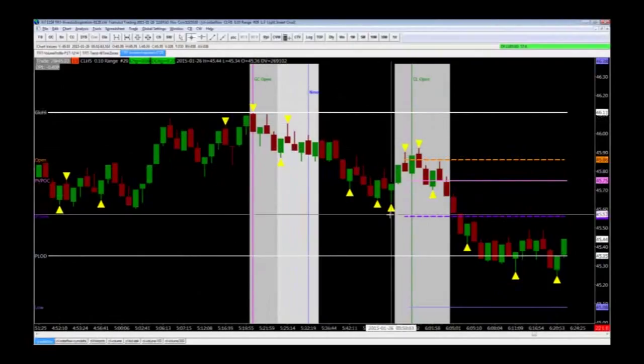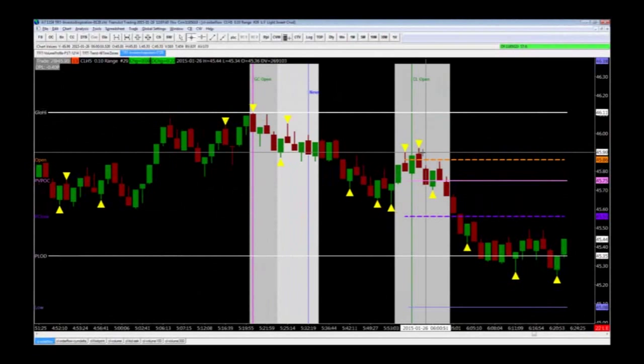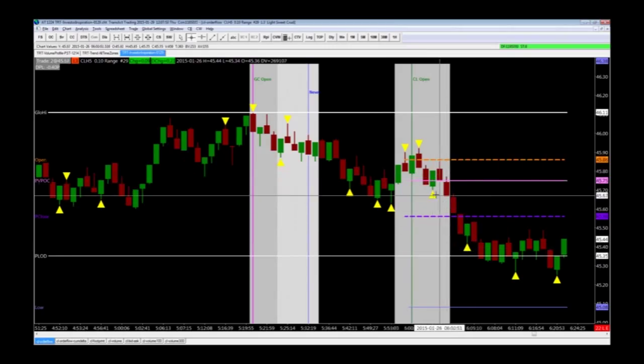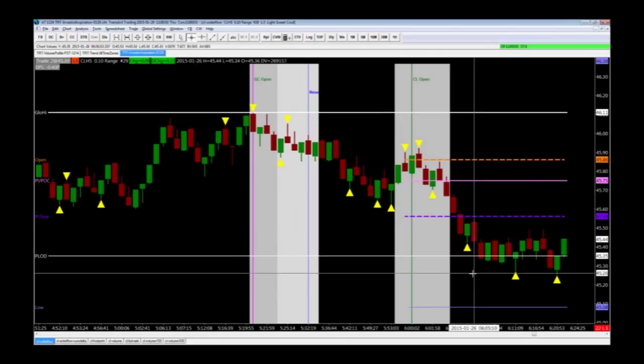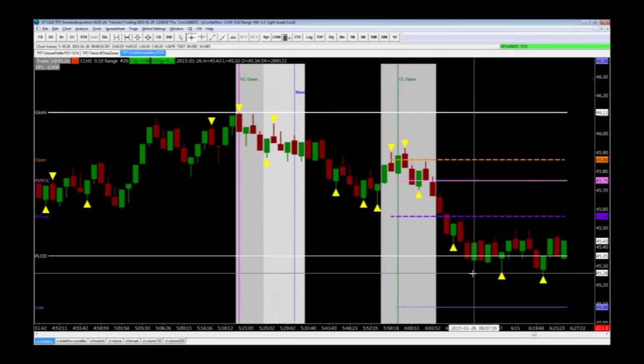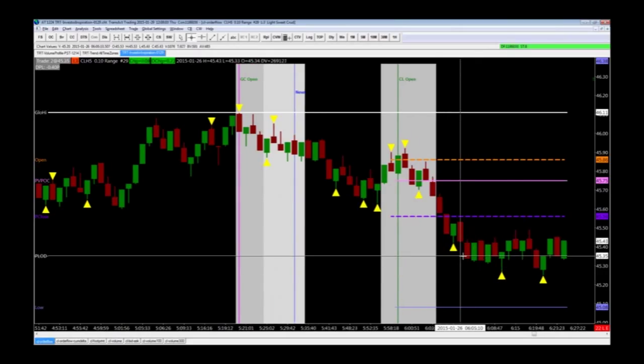Here at the open, you can see there was a lot of buying, but all of it got sold. All of it got absorbed, and they drove the market down. There was a little fight right there, but they lost. You get down to here, and it starts to get interesting. Here's the previous low of day.